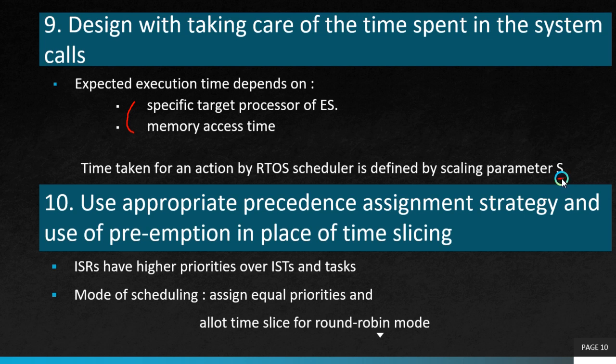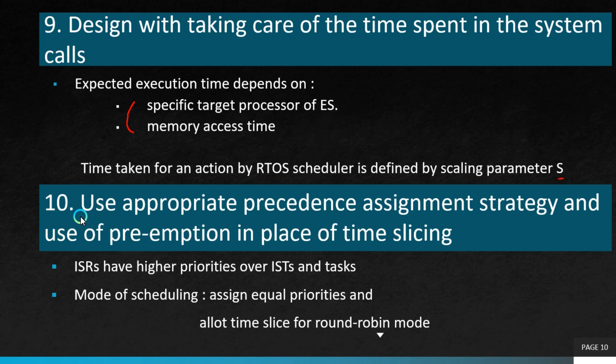For example, let the action be context switch. So the value of S that is assigned will be 2. Next action can be a task suspend or task resume, and the value of S allotted is 1. For a delete operation it can be 10 and so on. So for each action there is a particular value of S which is assigned so that the time spent in the system calls can be taken care of.